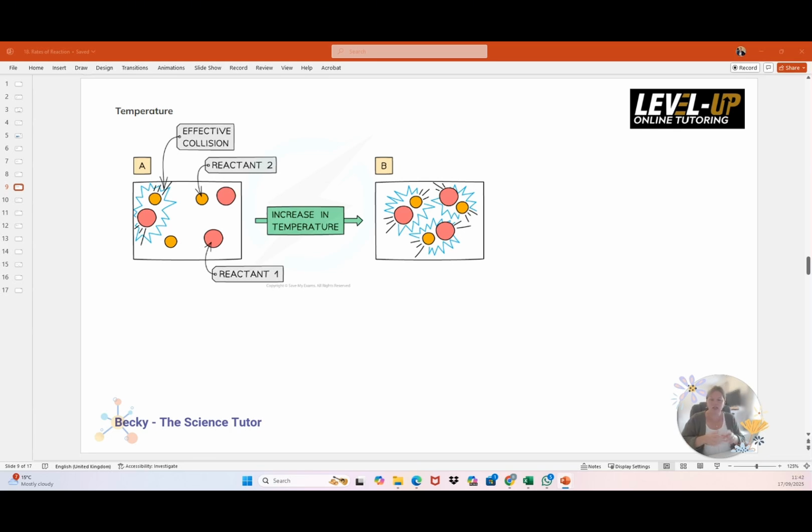So because particles are moving faster, we've got more chance of collisions, and because those particles are moving faster, they've got more energy, and because they've got more energy, they're more likely to collide. Remember, sometimes they can collide and bounce off one another, but if they're hitting harder, it's more likely to be a successful collision, not just a collision. Okay, so if we increase temperature, we increase the rate.